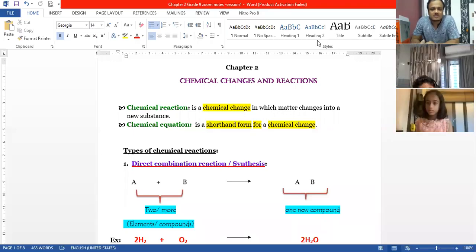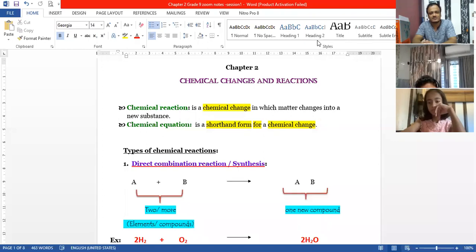Okay, so the chapter which we are starting today is chapter number 2, chemical changes and reactions, right? So in this chapter, we'll be studying about different types of chemical changes and chemical reactions. And if you remember, I had told you in grade 8, when we were studying the same chapter, we had a chapter where we were discussing 5 types of reactions. So I had told you then that we have the same chapter in grade 9. So this is that chapter.